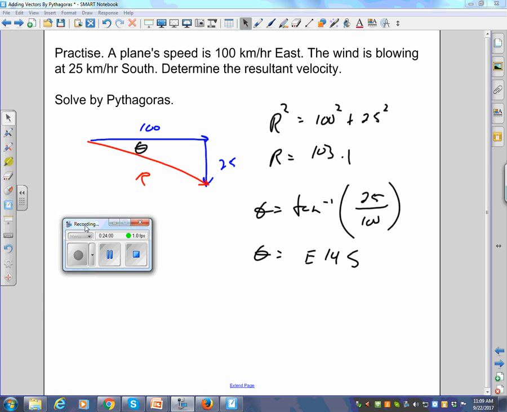Okay, so a few minutes left here. Do as many practice problems as you think you need to do. I expect you to be able to add by Pythagoras.